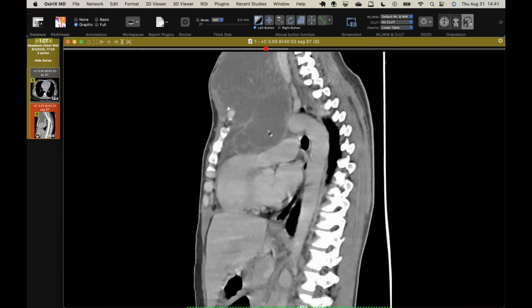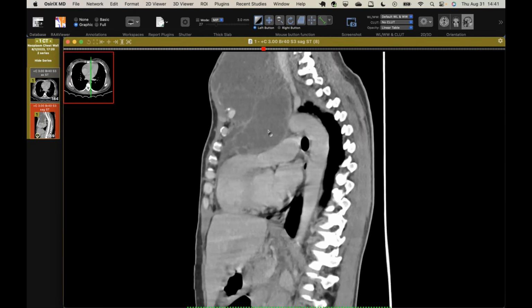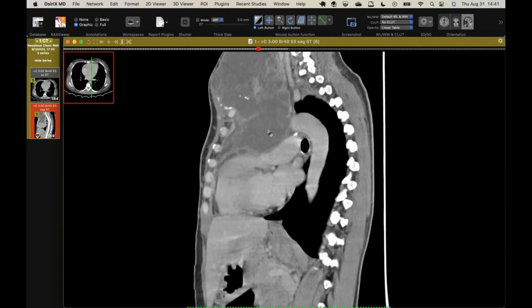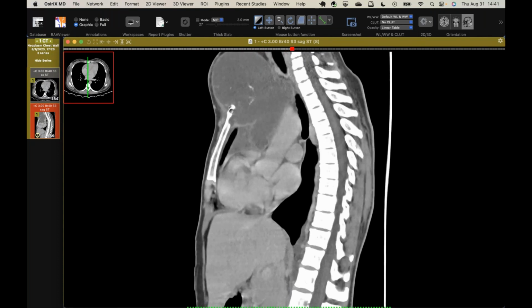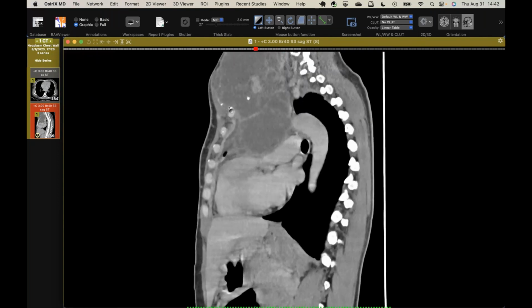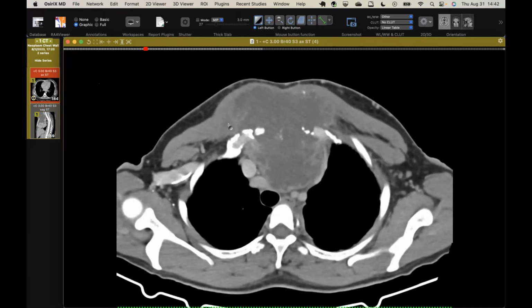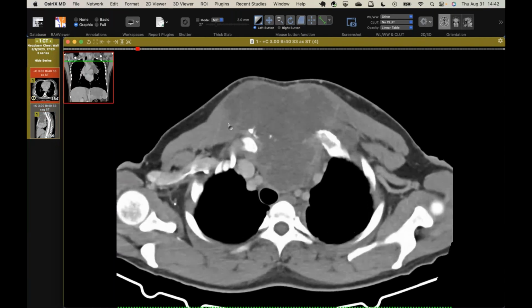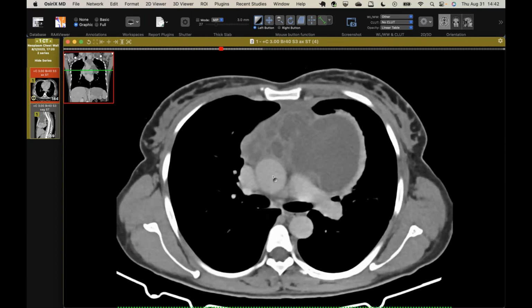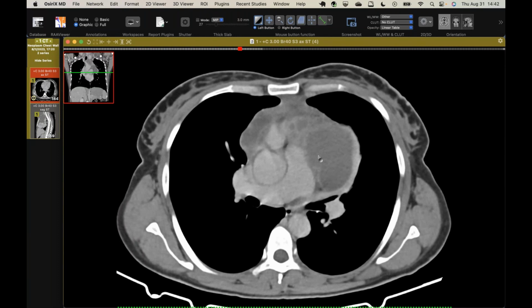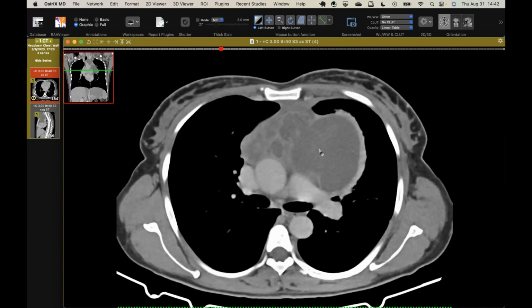Right here. So when things get real big, of course, it can be hard to figure out where they come from. But I think the presence of this matrix in here is very helpful. This is, I think, the largest or the second largest chondrosarcoma of the chest wall that I have encountered. And clearly it's dedifferentiated because it has cystic components, and then the intrathoracic component is really lacking that matrix.